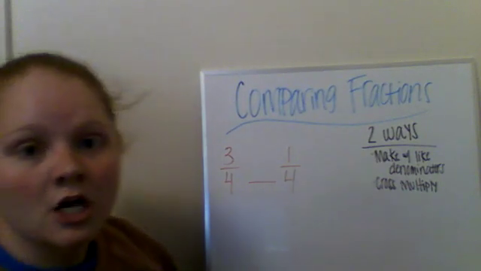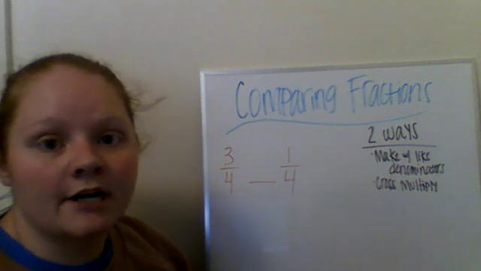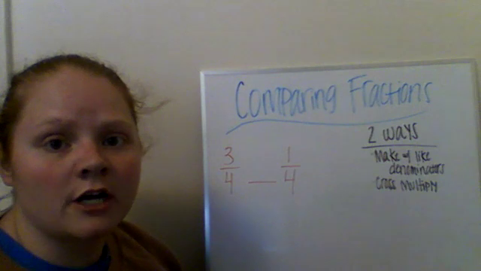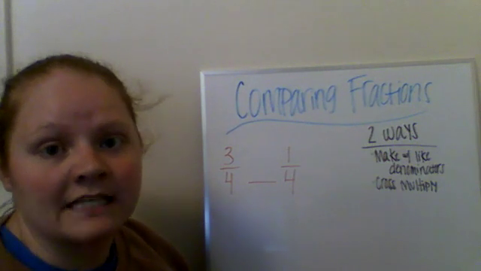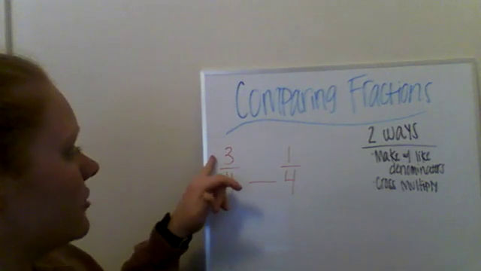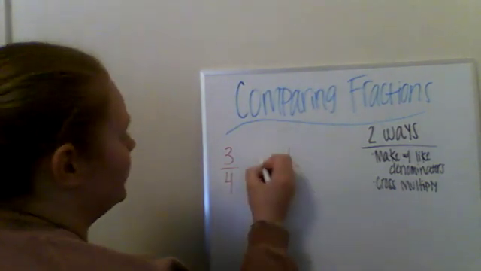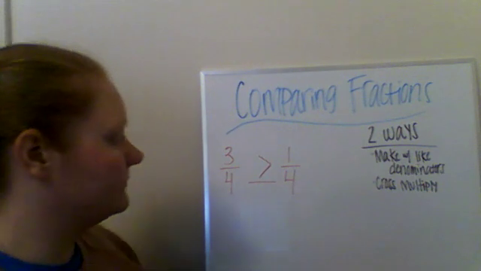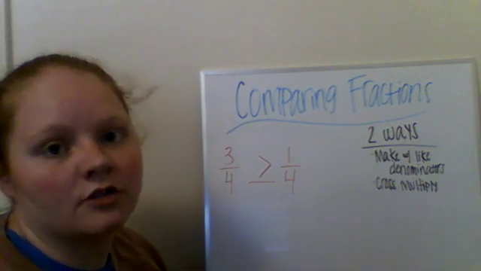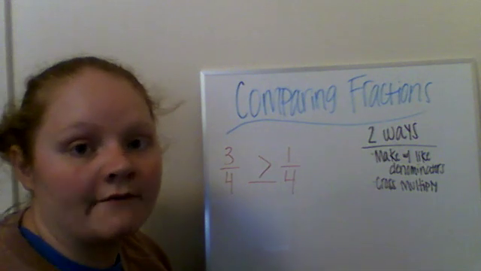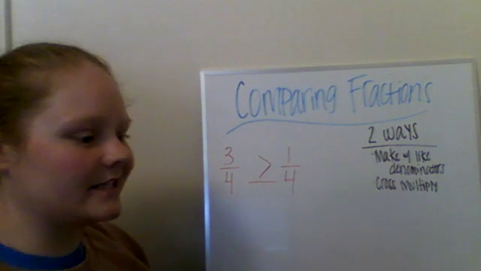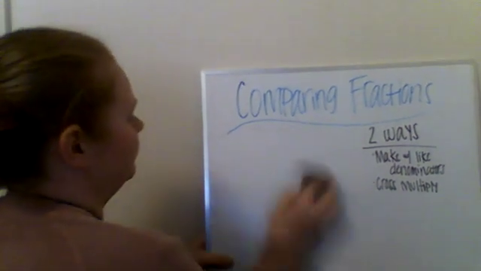My numerator is 1. So when you have the same denominators for both fractions, you're just going to look at the numerators and figure out which numerator is larger. That means that fraction is larger. When I look at 3 and 1, I know 3 is greater than 1, so 3/4 is greater than 1/4. Whichever numerator is greater, that fraction is greater. Now let's get into a little more tricky problem.